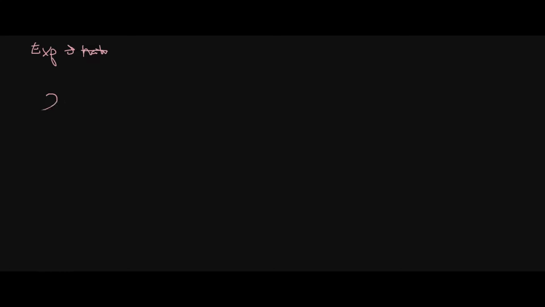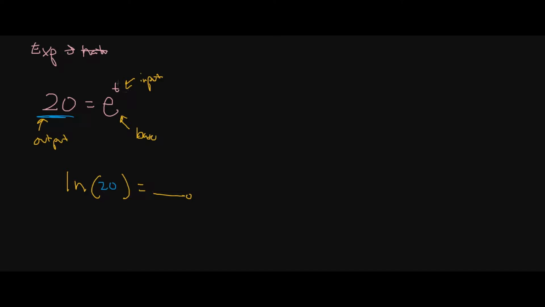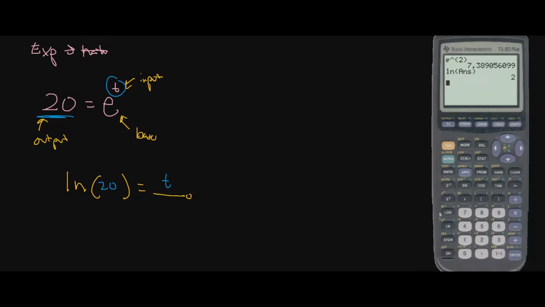So let's say I have 20 is equal to e to the t. Again, the e is my base, the t is my input, and the 20 is my output. Well, I do not have to use log anymore. I can use its own special inverse, which is natural log. So just write ln parentheses is equal to blank, and we proceed like we've always done because they're inverses. This is your output that now becomes your input. This is your input that now becomes your output. So if I go to my calculator and type ln of 20, we're literally going to get our answer.